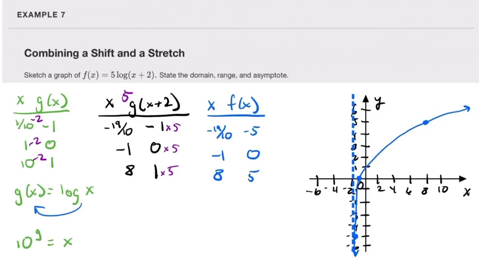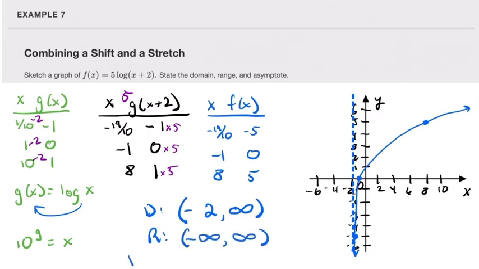Let me see. So the domain, range, and asymptote. The domain is the very left to the very right. The very left is going from -2 to infinity. So the domain runs from -2 to infinity. Infinity gets a parenthesis. -2 gets a parenthesis, right? We get close to -2, but we don't actually reach it. The range is the very bottom to the very top, so that's -infinity to infinity. And the vertical asymptote is going to be x equals -2.